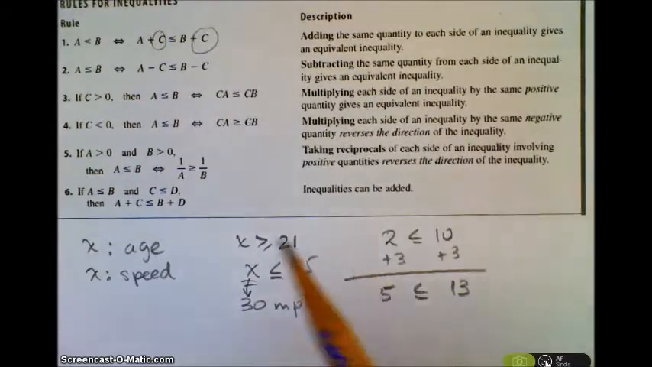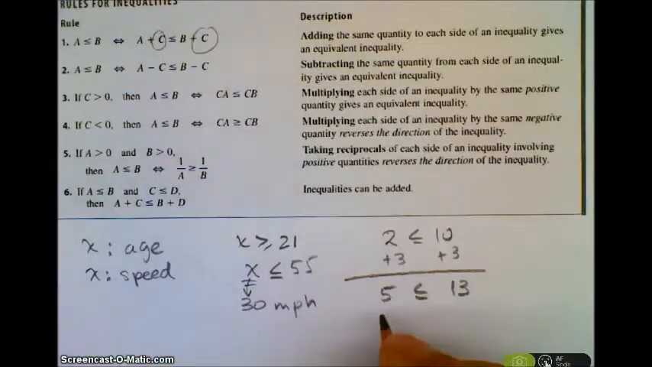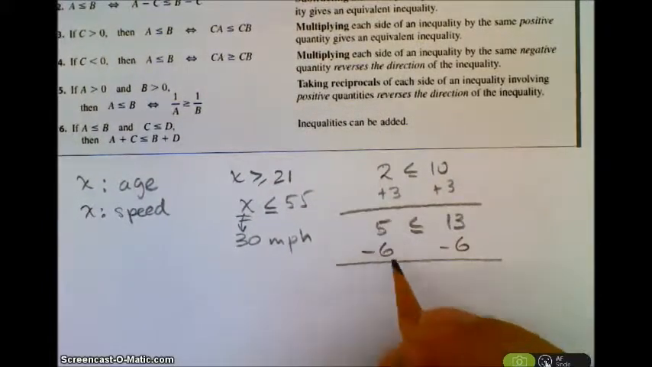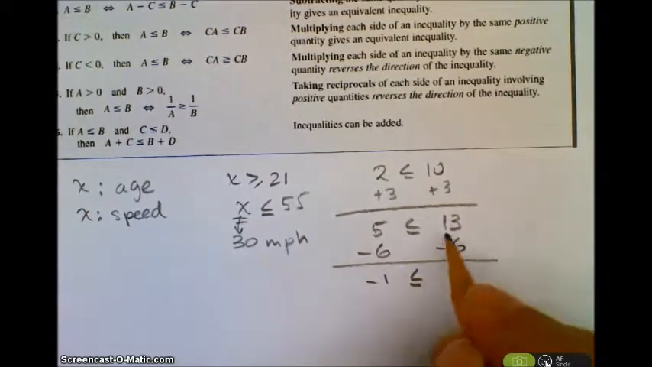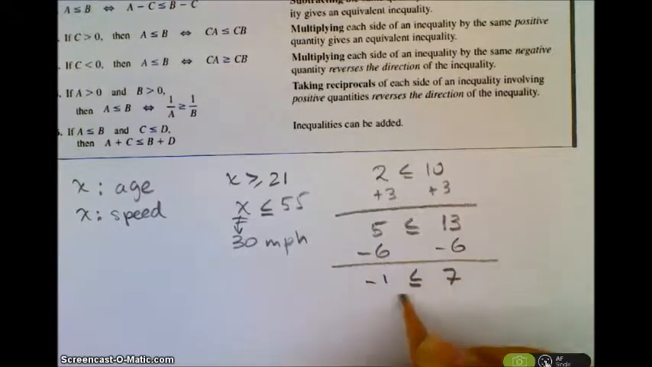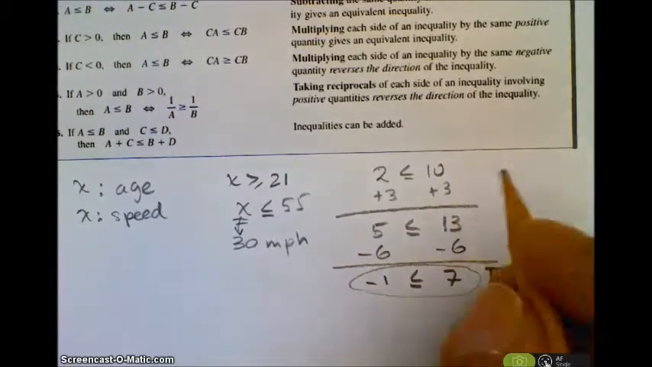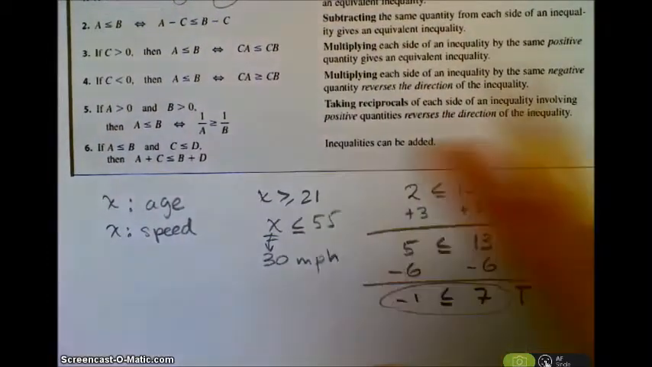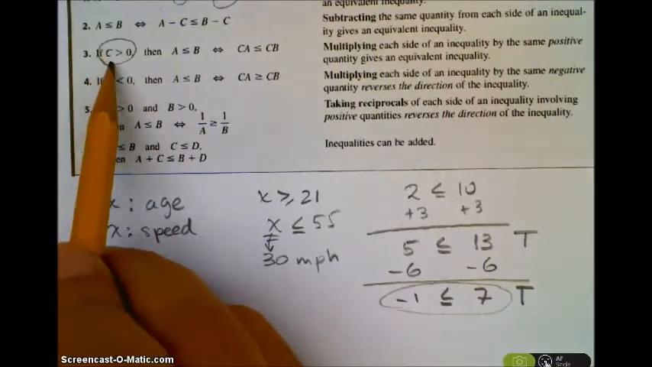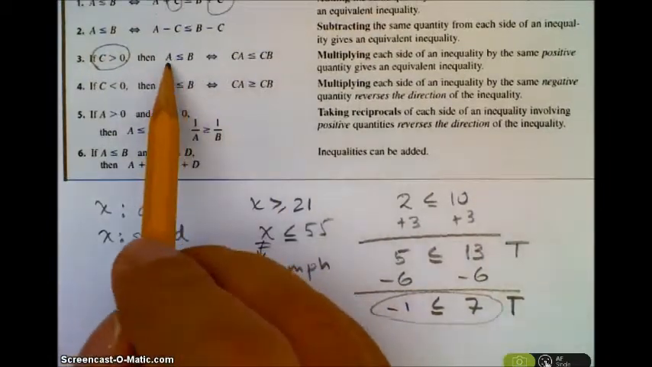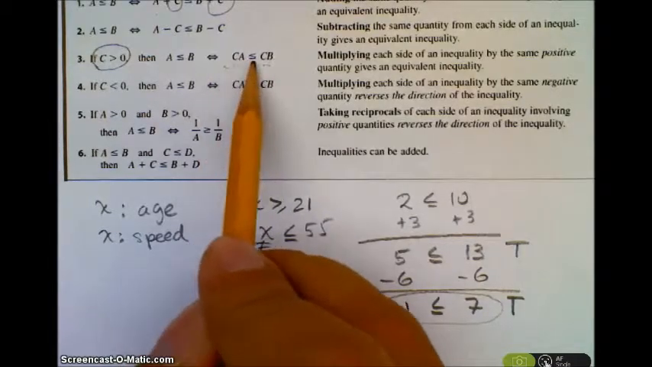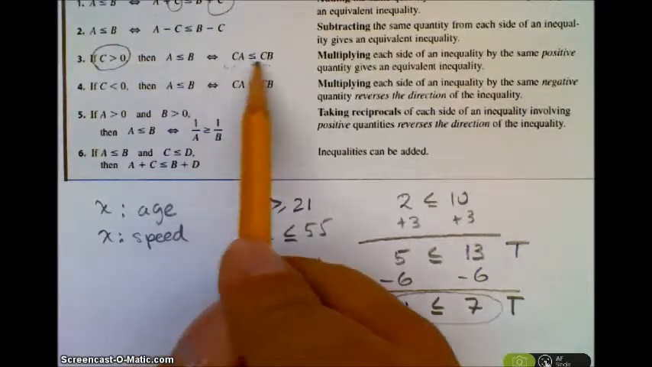And the same is going to happen if I subtract a number. For example, if I subtract 6 from both sides, 5 minus 6 is negative 1, less than or equal to 13 minus 6, which is 7, and this is still true. So I'm just showing you with an example that these properties hold for inequalities. Then it says, if you have a number that is positive, then you can multiply that number on both sides of the inequality, and this still will be true.